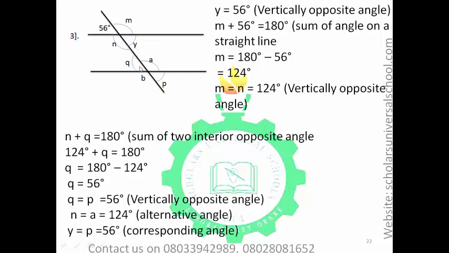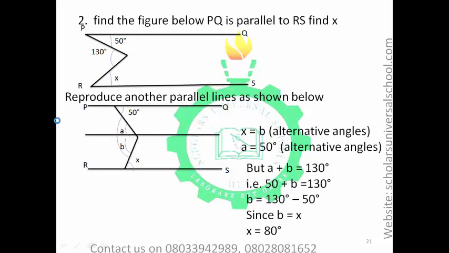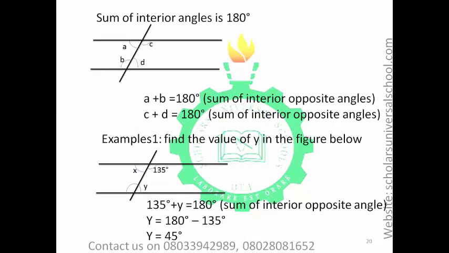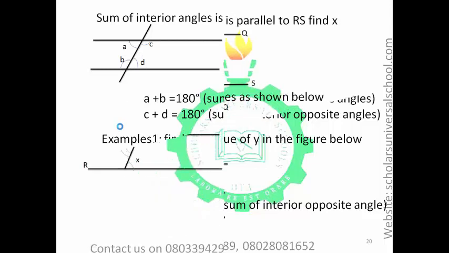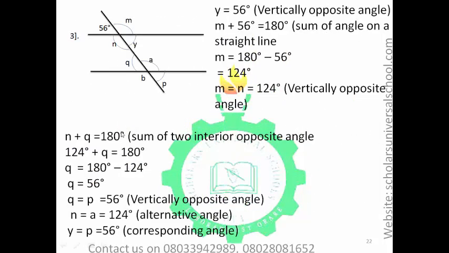So let's move down to this other letter. Let's start with N and Q. We know that N and Q is the sum of two interior opposite angles. That is, when you add N and Q together, it must give you 180 degrees. Don't tell me you have forgotten. Let me refer you back to where I made mention of sum of interior angles. This is A plus B, C plus D, sum of interior angles. So you can see we have combined so many angles together now. So N plus Q is equal to 180 degrees, sum of two interior opposite angles.